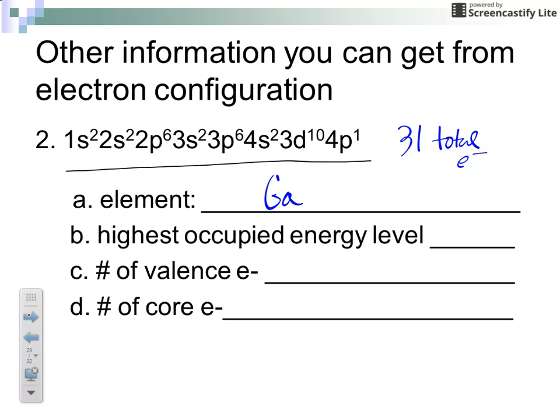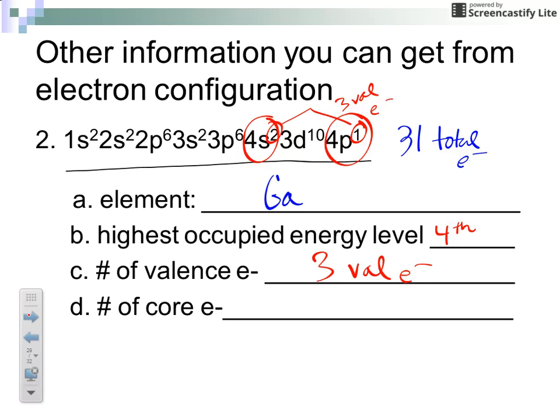Highest occupied energy level, circle the 4th here. That's the highest energy level represented. And I circle both of them because, y'all, that is where the valence electrons are. You have to add the total. So you have 2 and 1. 2 plus 1 gives you 3 valence electrons. So you have 3 valence electrons.